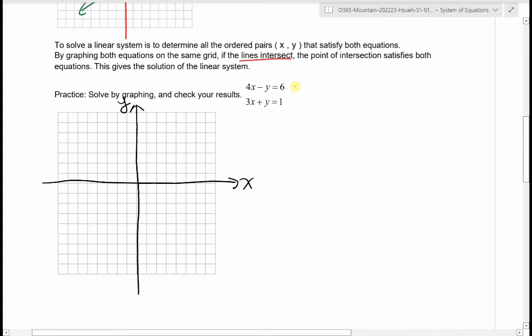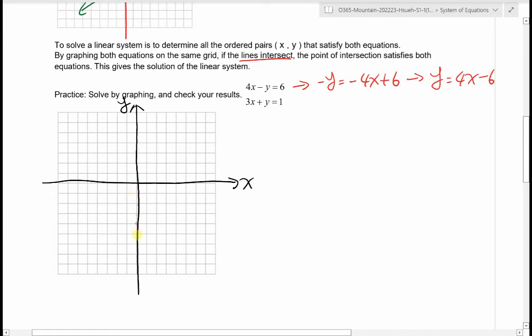Okay, so let's see here. For this first equation, if I keep the y on the left and move the x over, you get negative y is equal to negative 4x plus 6. And now divide both sides by negative 1, you get y equals 4x minus 6. Okay, so I'm going to graph that one first.